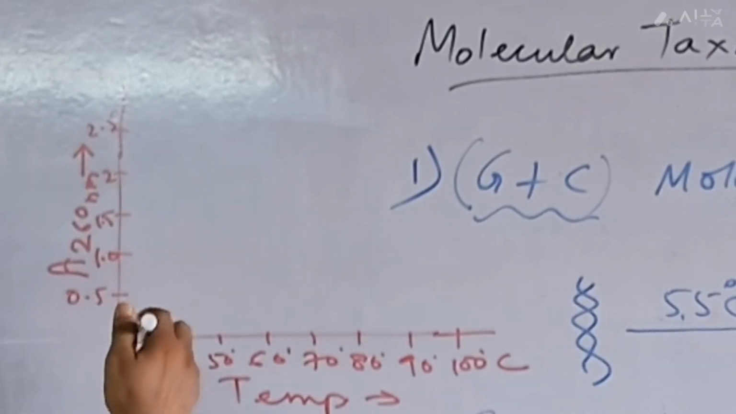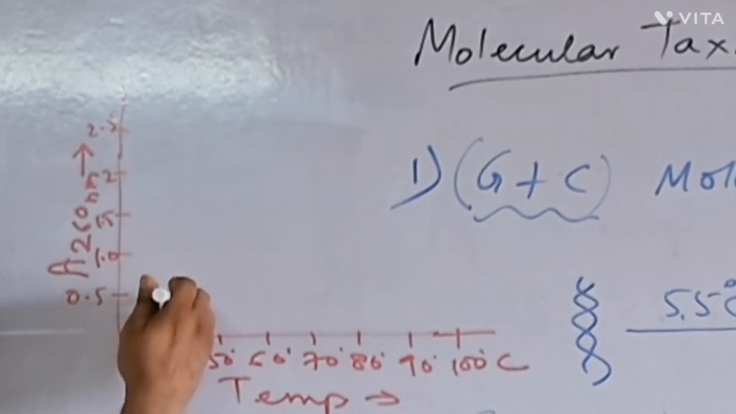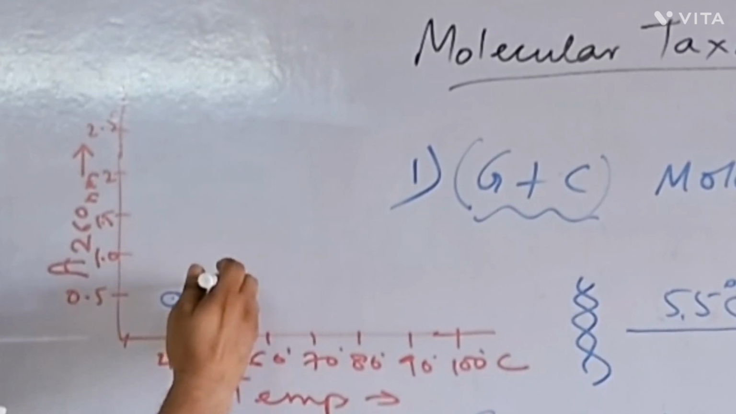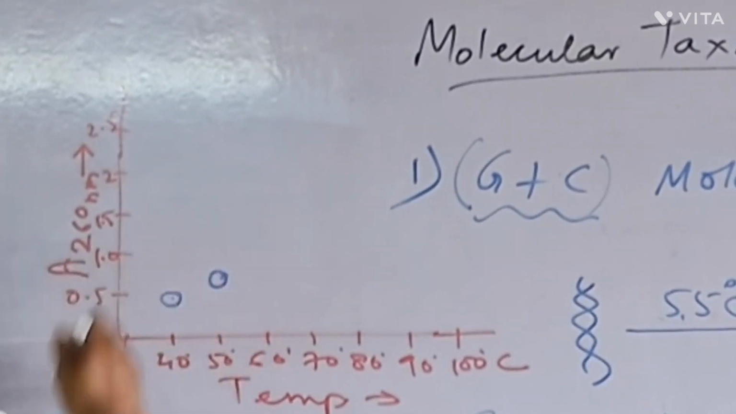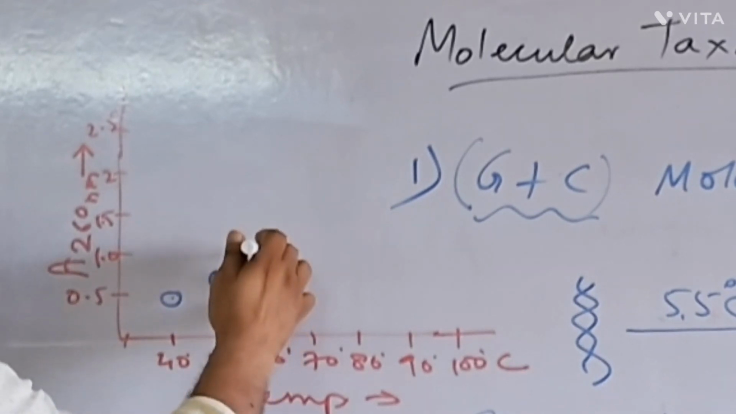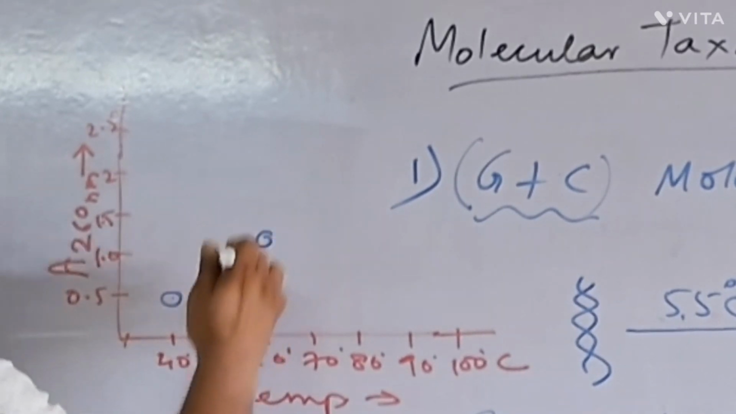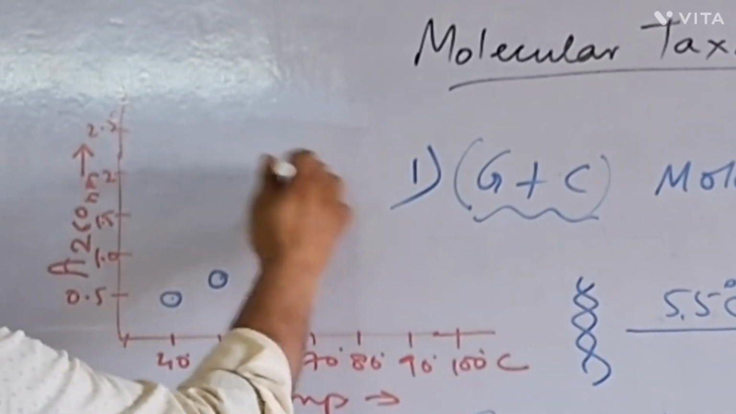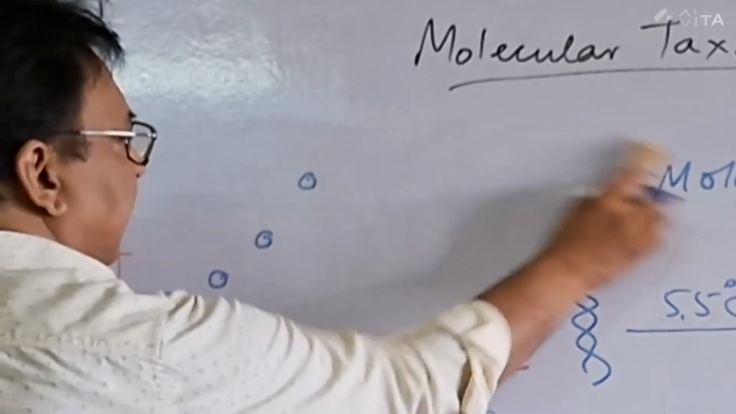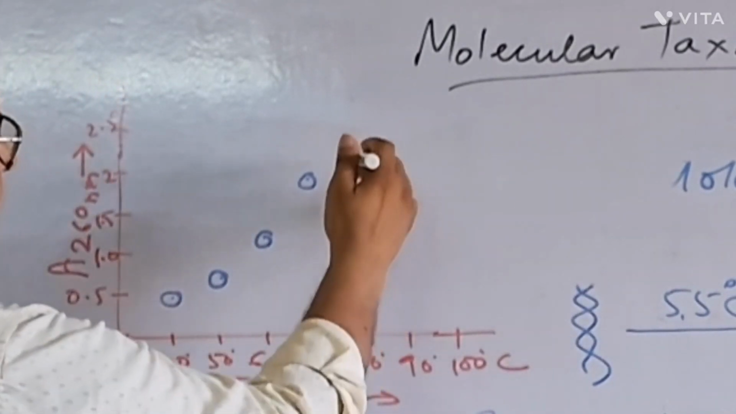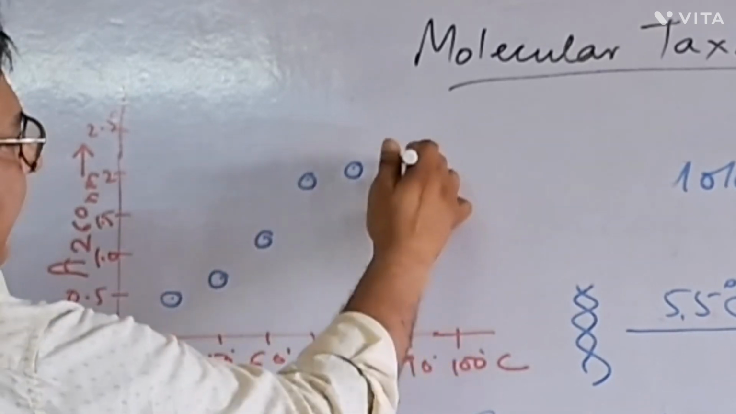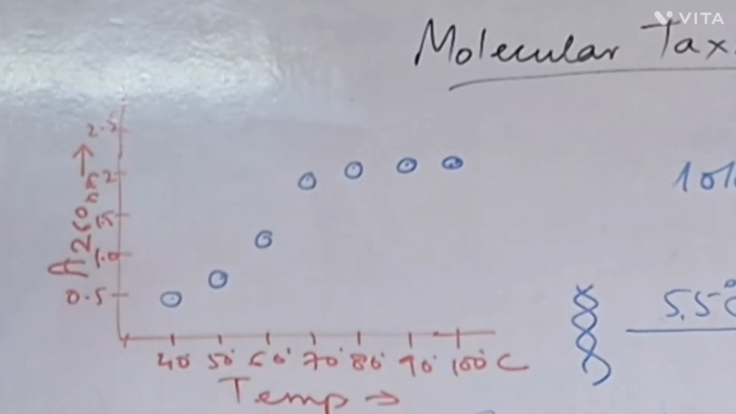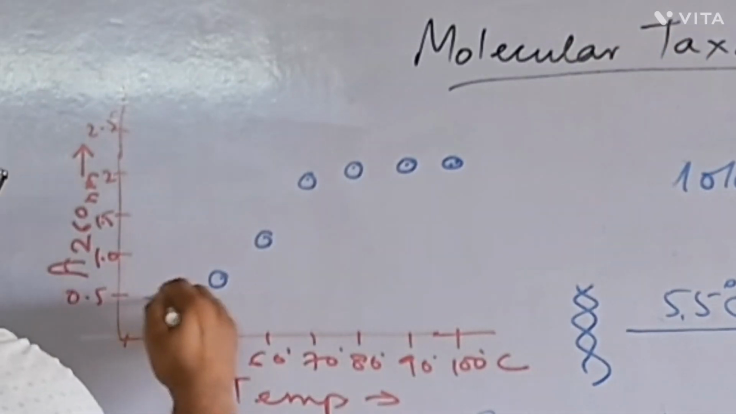How will it look? Say at 40 degrees, you got an OD of 0.5. At 50 degrees, you got an OD a little bit higher, maybe 0.75. At 60 degrees, you got higher, maybe 1.3 or something like that. At 70 degrees, you got even higher, about 2. And after that, at 80 degrees, you got a little bit higher, 82. At 90, 82 again. At 100, 82 again. So it has got melted now. So your graph comes like this.